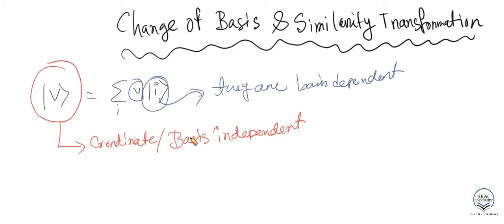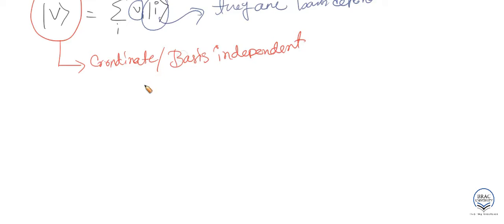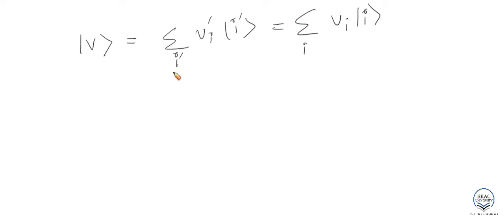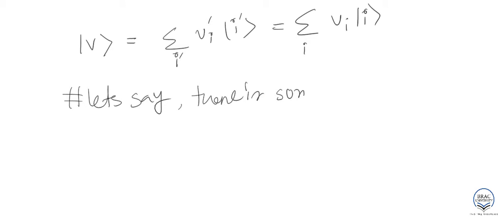So you can write this vector V in another basis in a similar fashion. Let's call this i primes and we denote our components as primes, and so are the bases. So this is how we can write it, and this is equal to just V_i times the i basis. And let's say there is some transformation which we denote with S.